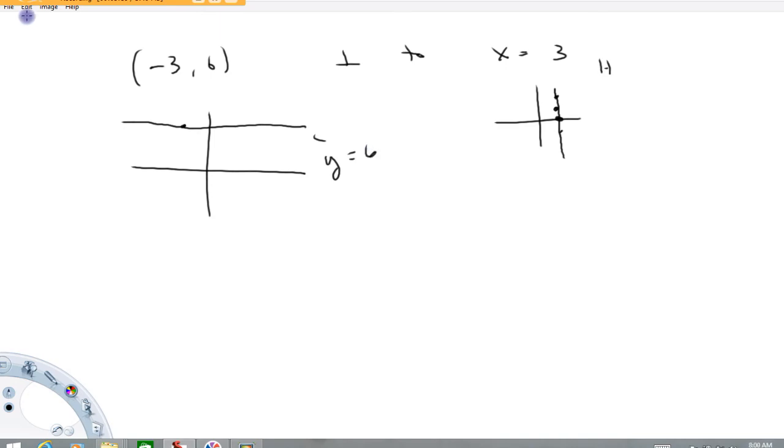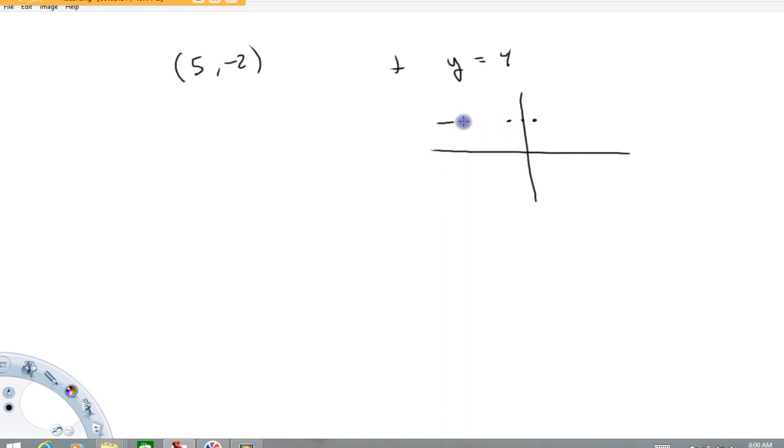All right, let's chat about number 4. We're looking for the equation for a line that goes through the point 5, -2, and is perpendicular to y equals 4. Now y equals 4 is a horizontal line, right? It goes through 1, 4, 0, 4, -1, 4, and so forth.